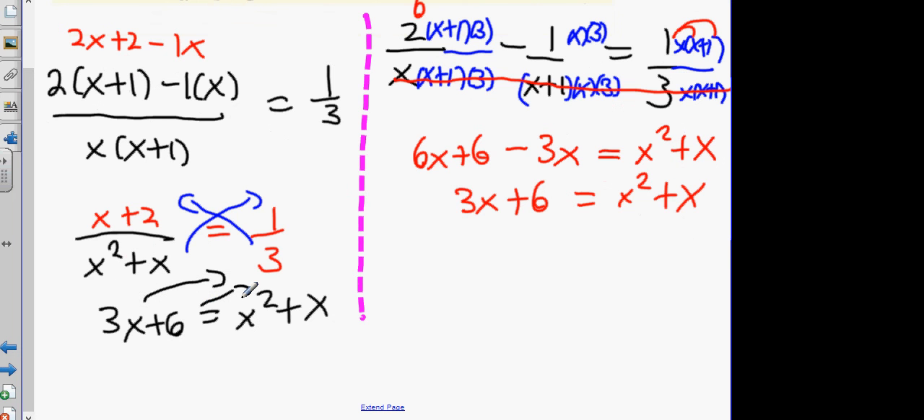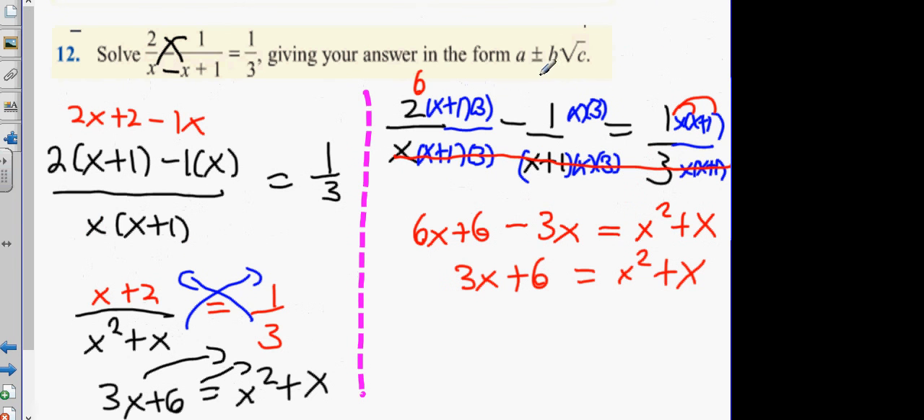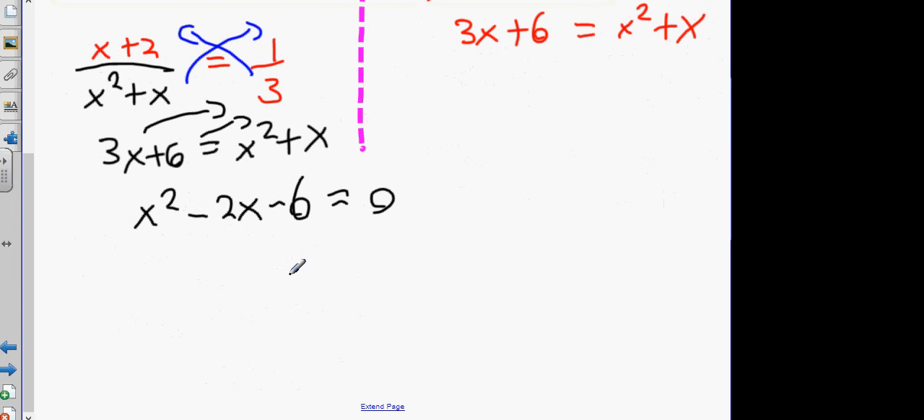Bring over the 3x and bring over the 6, and what you're going to get is x squared, 1x minus 3x is minus 2x, minus 6. Now, what gave away the game is the fact that they want the answer in surd form. That's straight away the minus b formula. a equals 1, b equals minus 2, c equals minus 6. Minus b is plus 2.